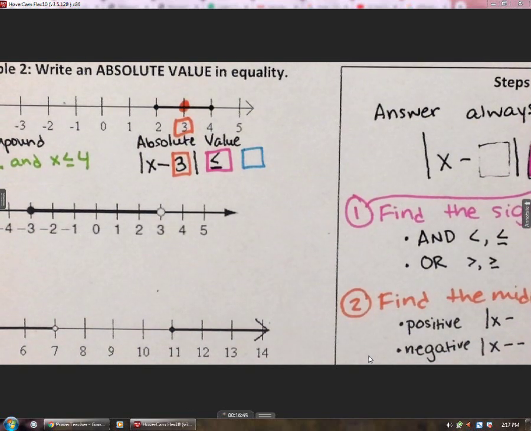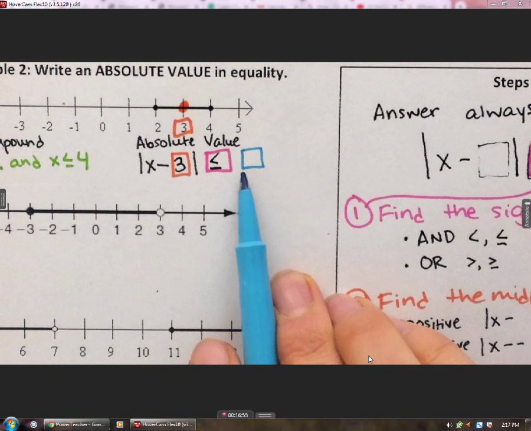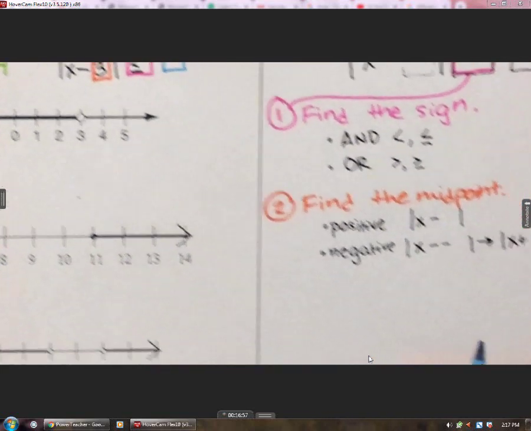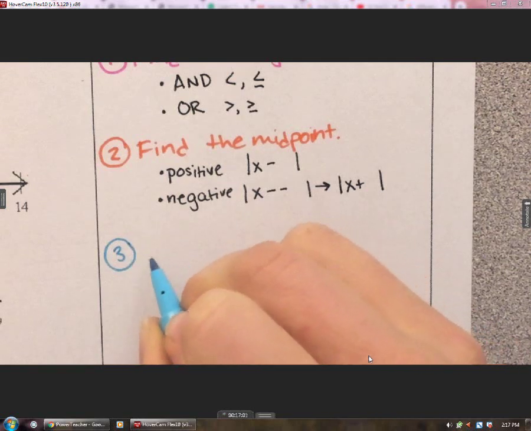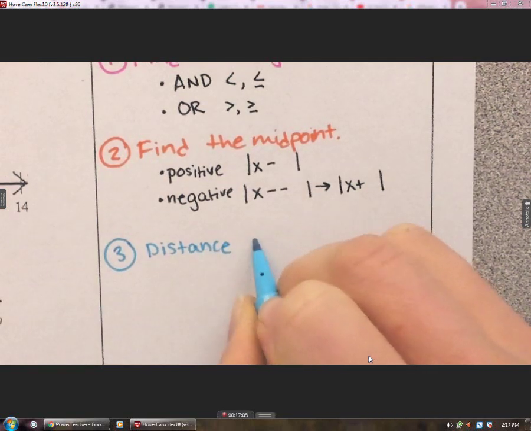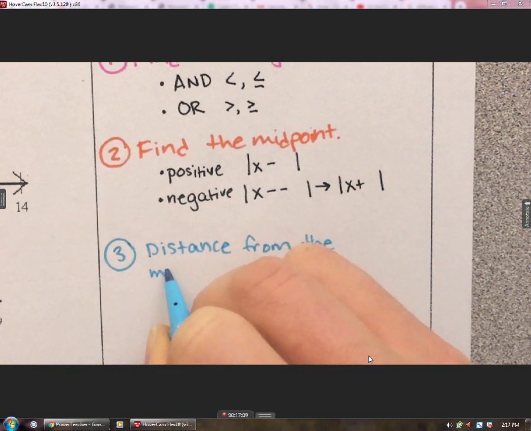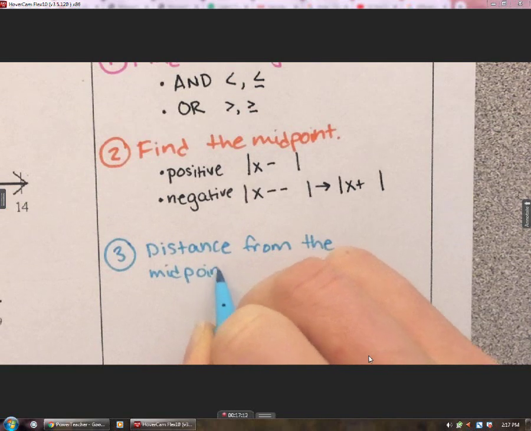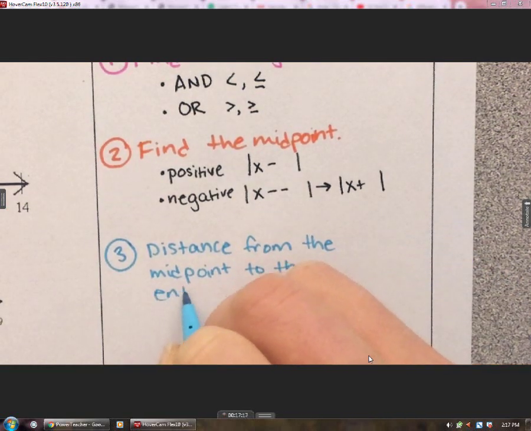The last thing we need is in the blue box. The blue box tells us the distance from the midpoint to the end point.